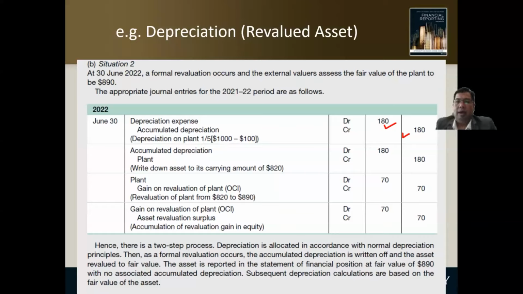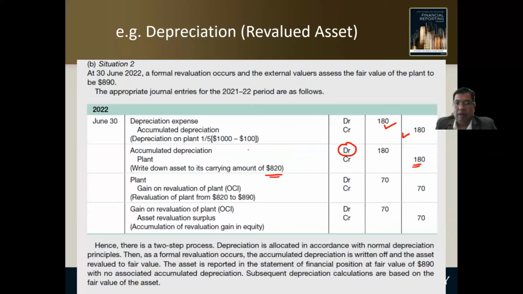Okay. And then the second step is to offset the normal depreciation with the plant account. So I'm going to offset this 180, going to debit accumulated depreciation and credit plant. Are you okay with this? So the asset is now written down to 820.